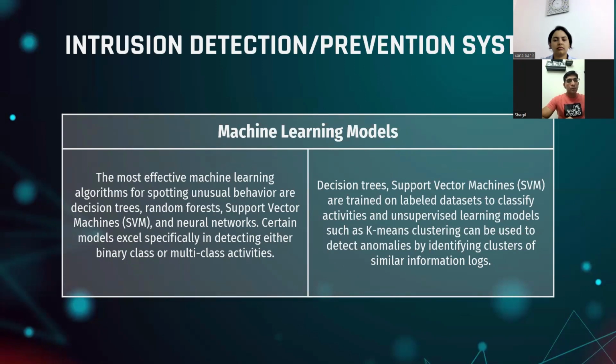Then, further into the models, we can use supervised learning models and unsupervised learning models. In supervised learning models, we have decision trees and support vector machine, SVM models, that are trained based on labeled data. Then it classifies the activities. And in unsupervised learning models, we have k-means clustering, which detects anomalies by identifying clusters of similar information logs.